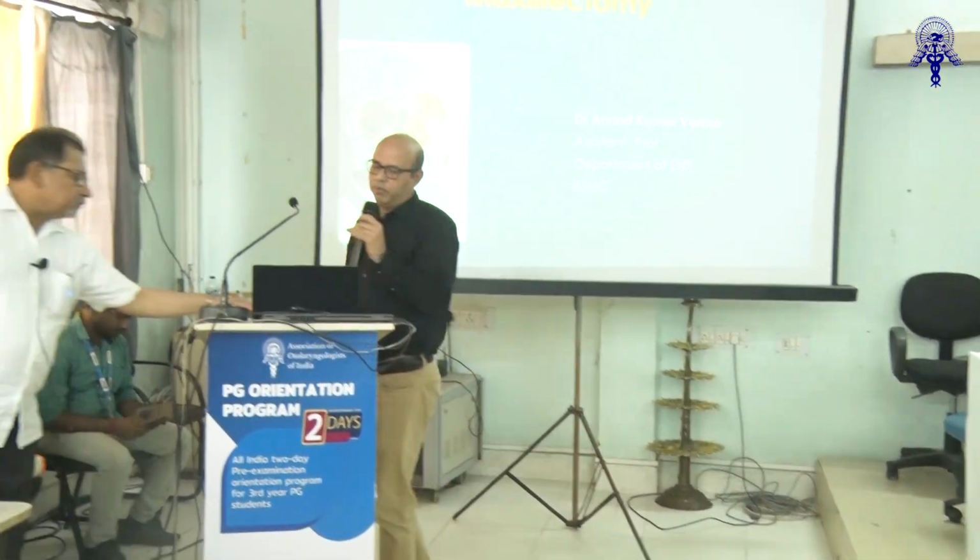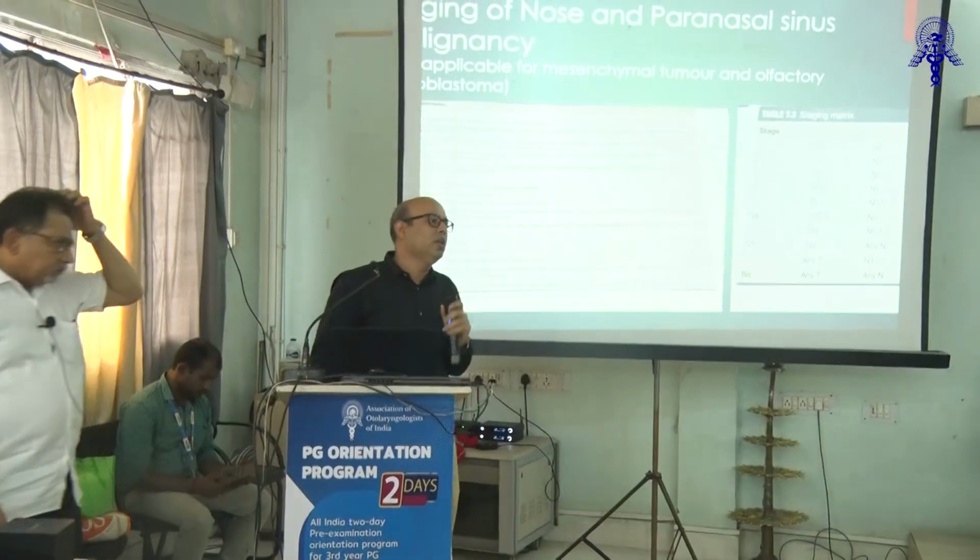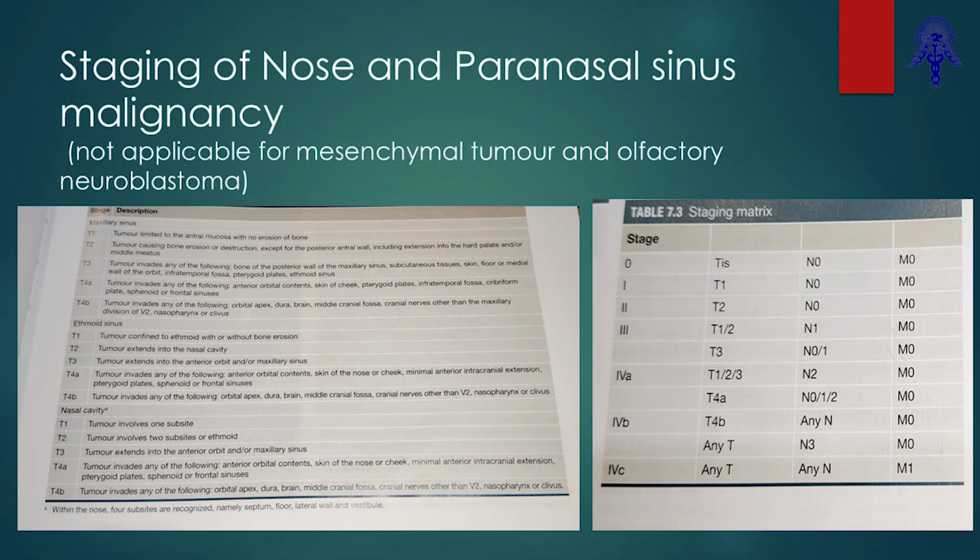By the way, before going to maxillectomy proper, the extent of surgery, what kind of surgery we'll do, will depend on the nature of the pathology and extent of disease. Extent we have already known by the imaging. So extent is better described by the staging system of the neoplasm. We also follow TNM staging in the nose and paranasal sinuses, but there is one drawback. This staging is not applicable for the mesenchymal tumors and olfactory neuroblastoma.